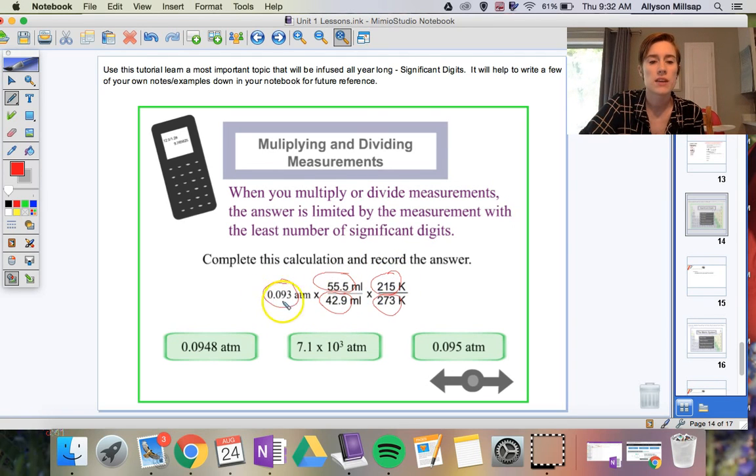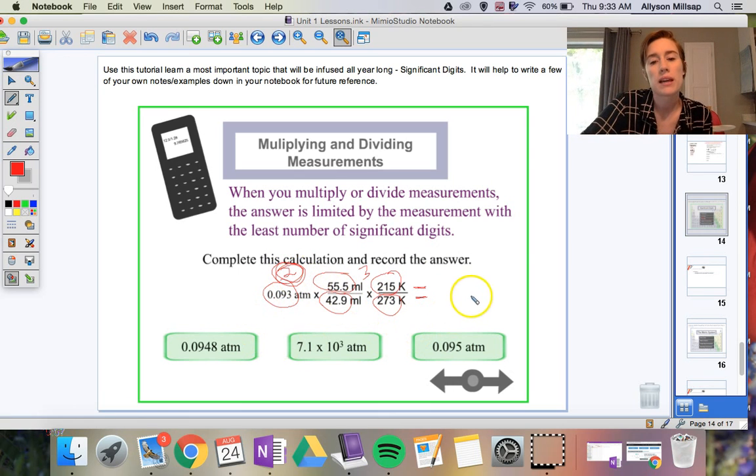How many significant figures are in this first number? You should say 2, because these zeros in front never ever count as significant. So it's 2 significant figures. These other 4 should be pretty easy, they all have 3 significant figures. So we always round to the least number. So that means our answer can only have 2 significant figures.